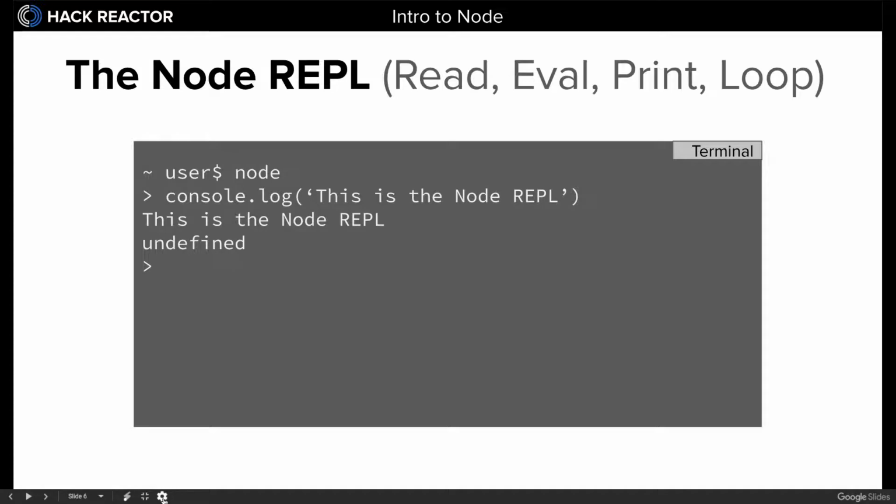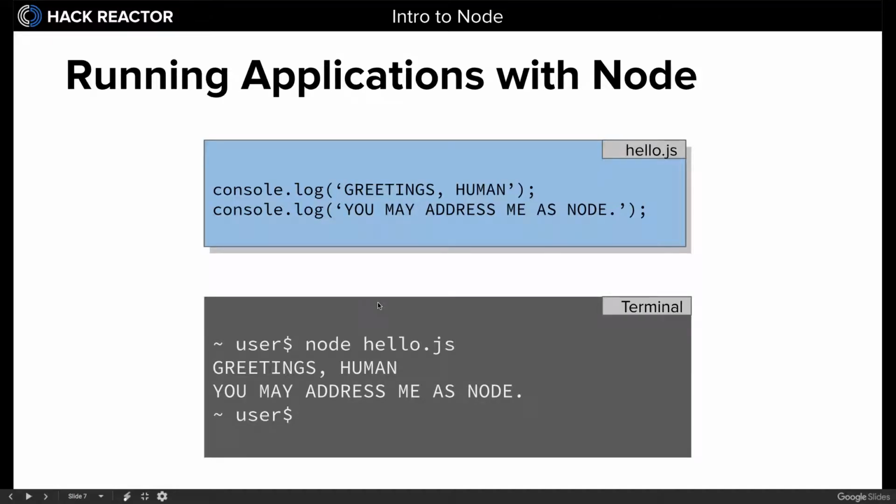But we've all heard REPL before: read, evaluate, print, and loop. If you wanted to get this console log to print out to your console, then essentially what you would do is call node and run the actual file like this.